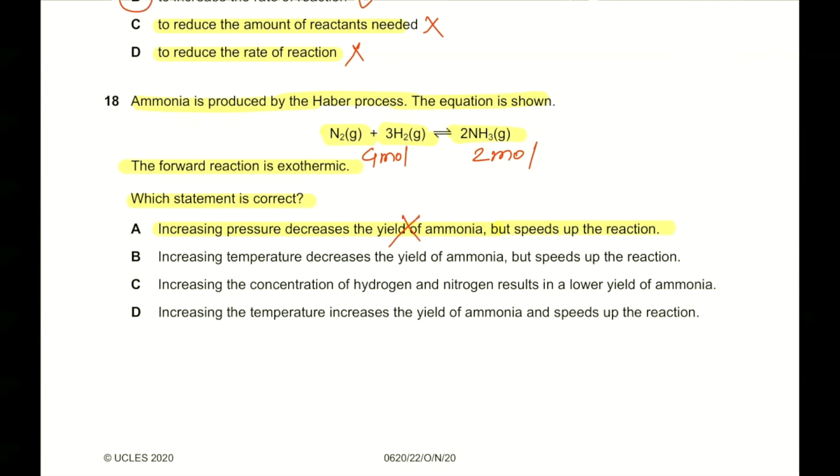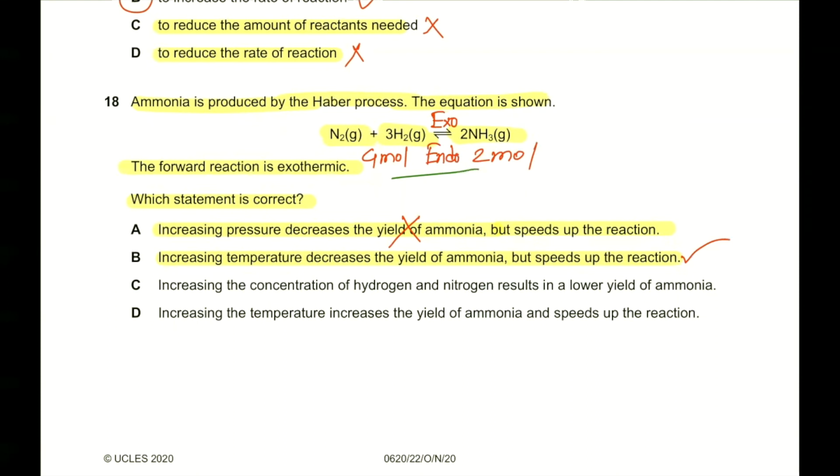All right, then increasing temperature decreases the yield but speeds up the reaction. Guys, this is correct because the forward reaction is exothermic, so the backward reaction is endothermic. When we increase temperature, the backward reaction is favored more. However, guys, at higher temperature, the rate of reaction is always higher. So B will be the correct answer.